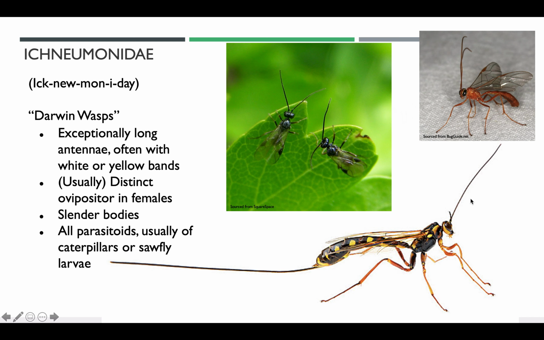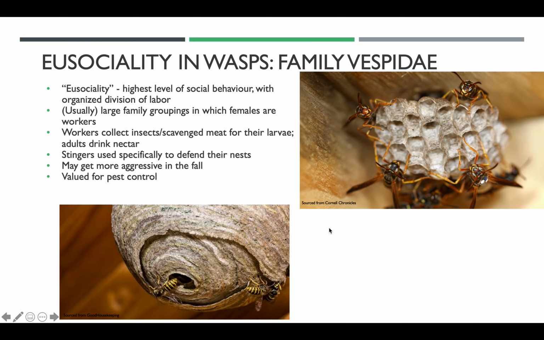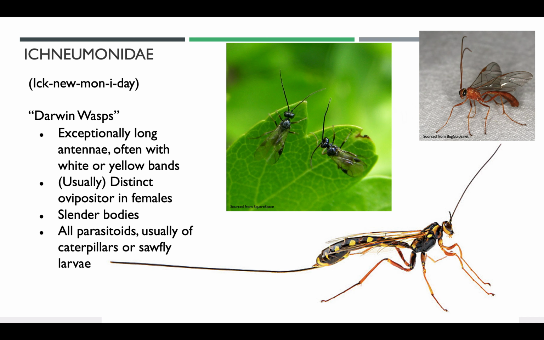These you'll be able to tell by their exceptionally long antenna, so typically 16 or more segments in their antenna. And females also have a very distinct ovipositor. So these wasps are not like our eusocial Vespid wasps here. They are almost entirely solitary. They can't sting humans.